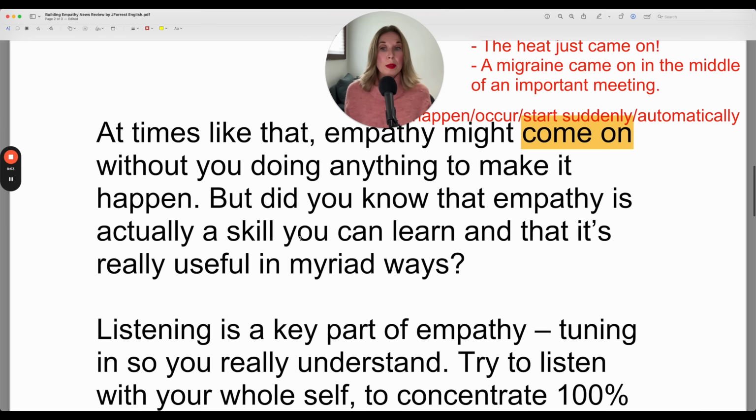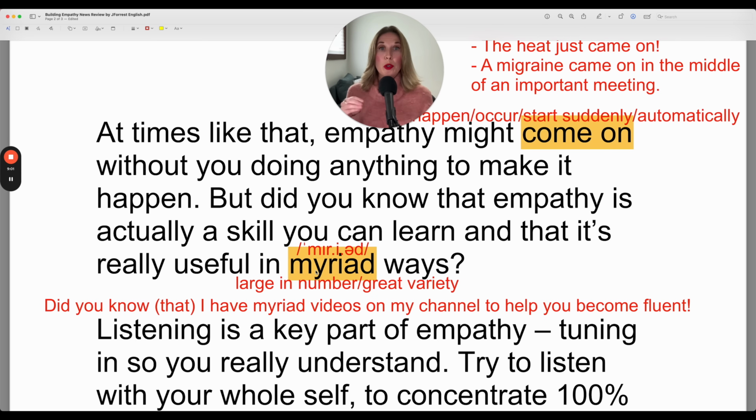But did you know that empathy is actually a skill you can learn, and that it's really useful in myriad ways? Let's review myriad and notice the pronunciation. There is no A sound. It's id, myriad, myriad. This means large in number or a great variety. So you can learn how to use empathy or develop empathy in a large number of ways, or there's a great variety of ways you can learn this skill, as they call it, empathy as a skill.